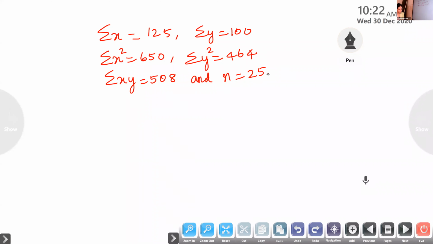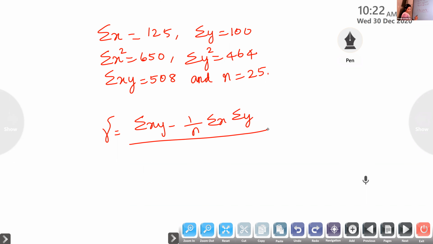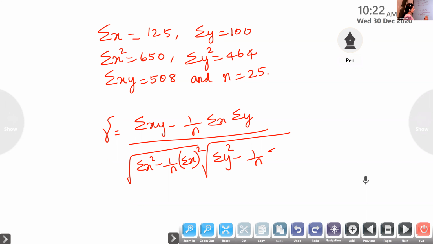So what is the formula here we have to use? Covariance is equal to sigma xy minus 1 by n into sigma x, sigma y by root of sigma x square minus 1 by n into sigma x the whole square into root of sigma y square minus 1 by n into sigma y the whole square. Now apply the values. All the values are given. You directly apply the values and find out what it is.